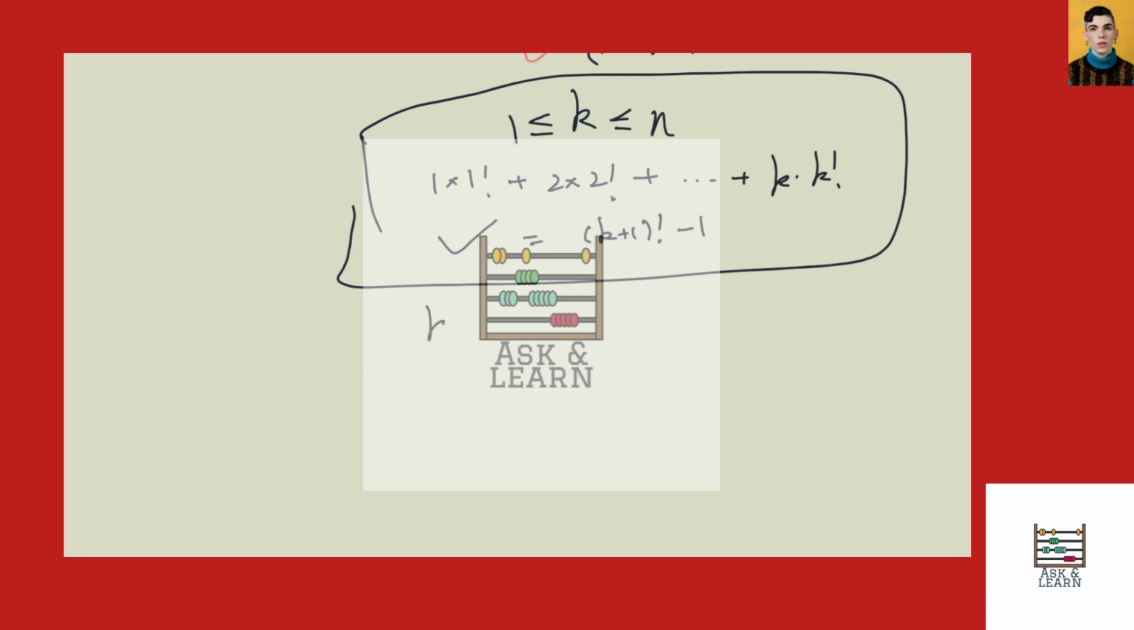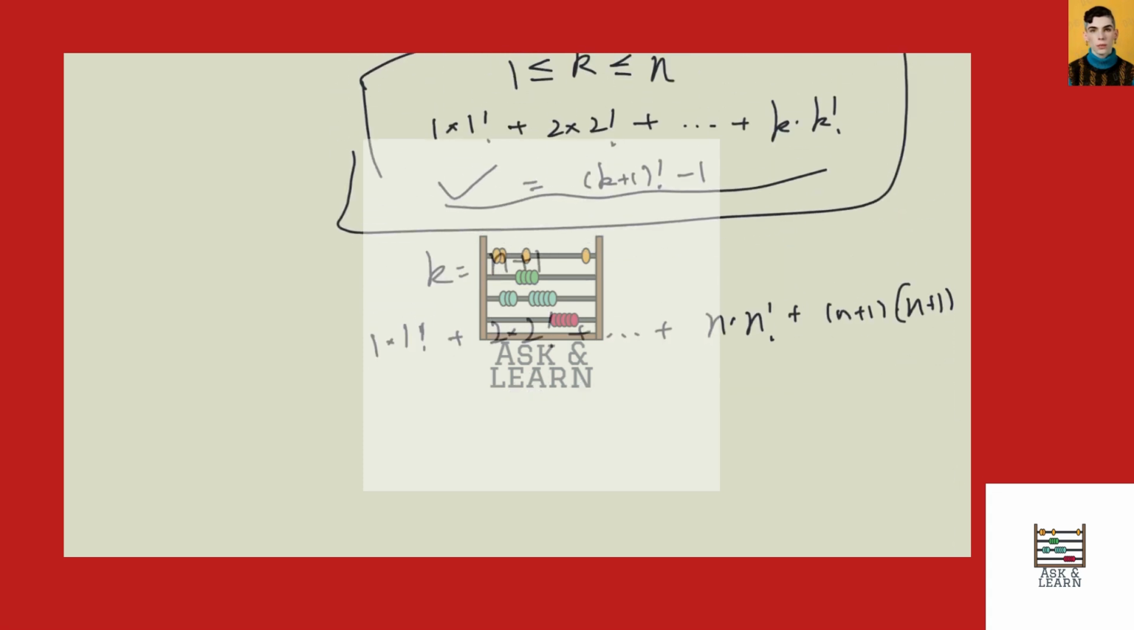Now let's consider k equal to n plus 1. We want to show this is true for k equal to n plus 1. Let's begin with the left side: 1 times the factorial of 1 plus 2 times the factorial of 2 plus and so on, plus n times the factorial of n, plus n plus 1 times the factorial of n plus 1. This is the left side.